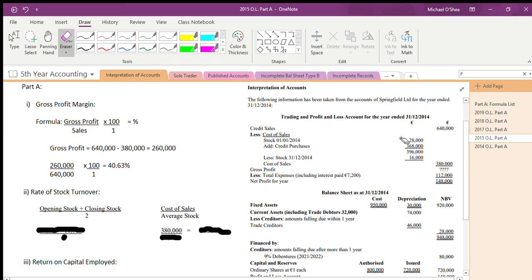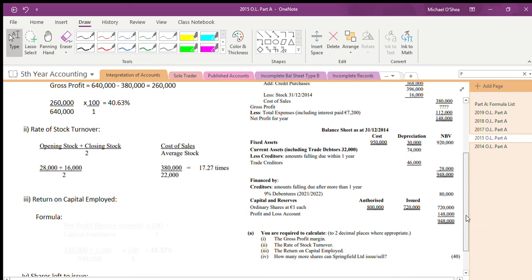My opening stock is 28,000 and my closing stock is 16,000. So if I divide that by 2, I get 22,000. So this is my average stock figure. I'm just putting that in from this formula here. 380,000 divided by 22,000 in times is 17.27 times, again, to 2 decimal places.